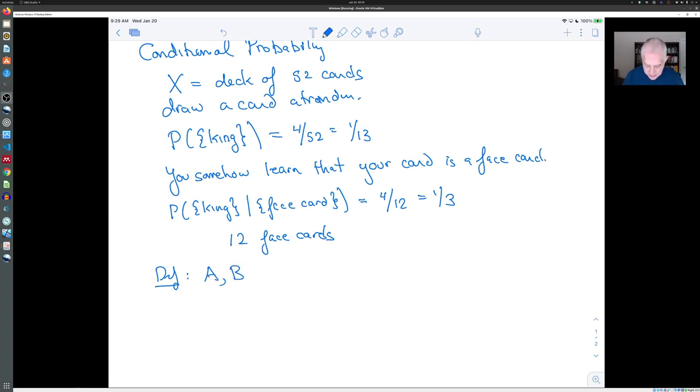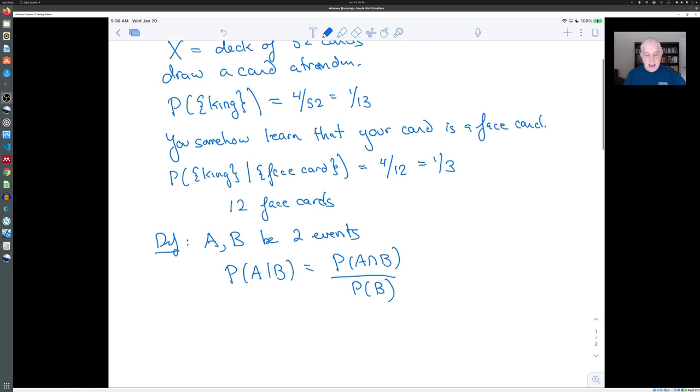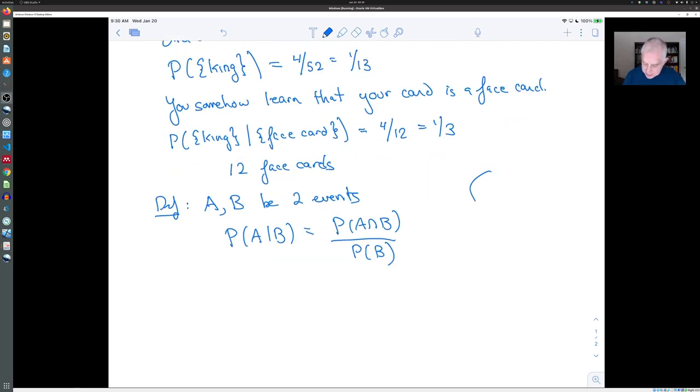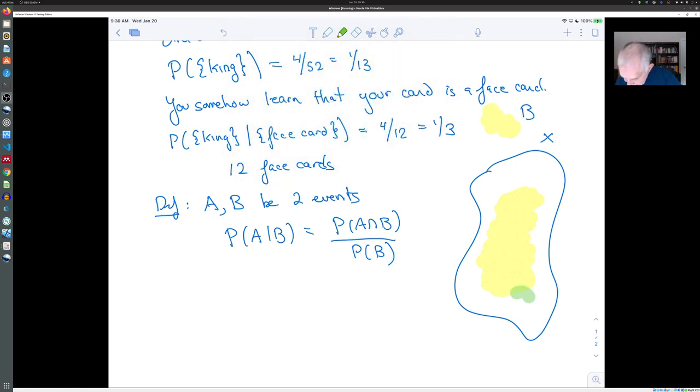You let A and B be two events. Then the probability of A given B is, by definition, the probability of A intersect B, in other words, A and B happening, out of the chance that B happens. And if you want a picture of this, here's your sample space X. And your event B, let's say, is only a part of it. Here's B. And your event A might be here.